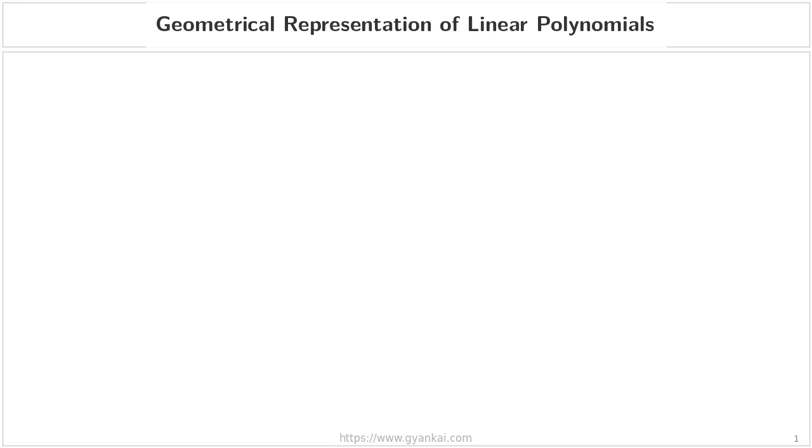Geometrical representation of linear polynomials. Welcome, everyone. Today, we are moving from the purely algebraic side of polynomials into the world of geometry.